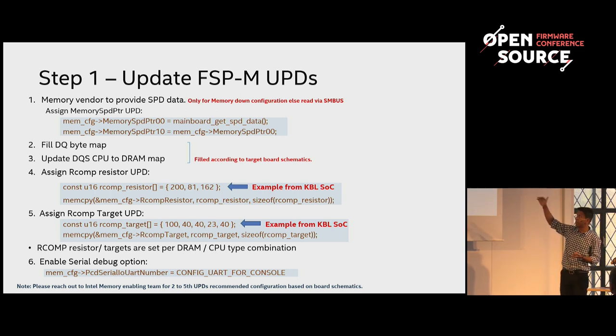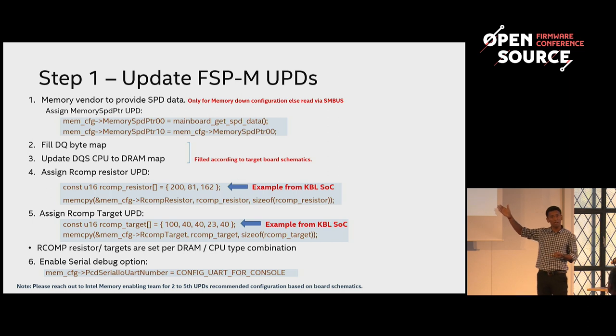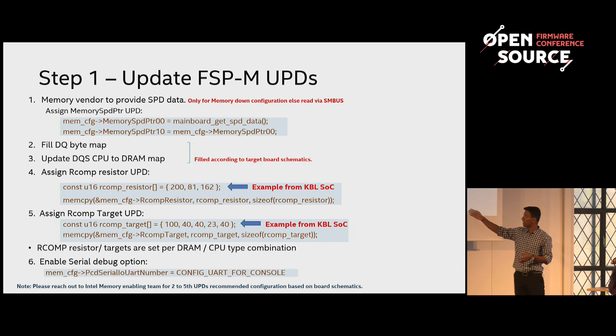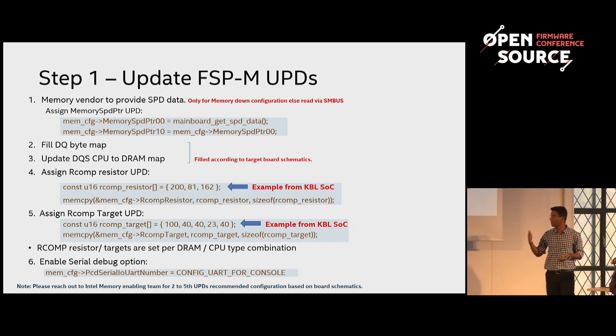And then comes a bunch of UPDs that have to be modified based on your reference schematics. For example, your DQ and DQS byte map, and then RCOMP and RCOMP target. As I already explained, this will change based on the memory type and the SoC you are using. I try to capture here the KBLake reference values. If your SoC is something other than KBLake, please get the same values from our Intel memory enabling team. And for serial debug, if you have an FSP debug binary available in your code base, you can set this UPD to get the log from the FSP over the same UART port we have.